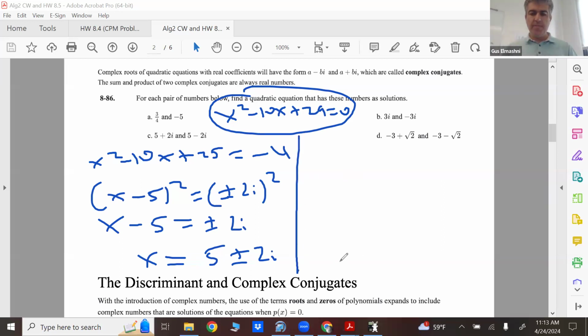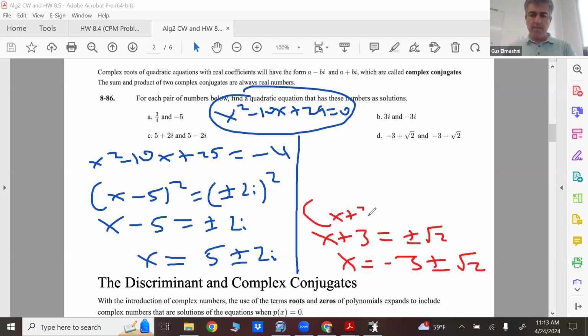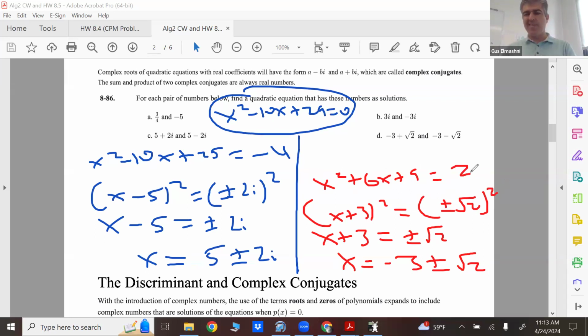And then for D, switch colors to contrast. x equals negative 3 plus or minus root 2. x plus 3. Okay, what's the square of root 2, guys? Yeah, even if it's positive or negative, doesn't matter. x squared plus 6x plus 7 equals 0.